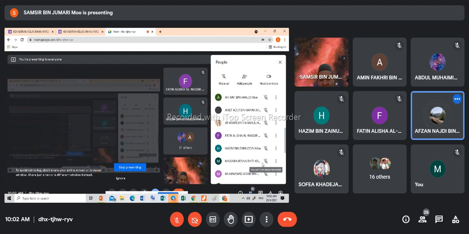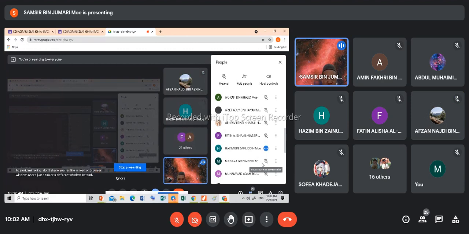Solution. Yes, solution. Okay. Zinc nitrate solution reacts with sodium carbonate solution or potassium carbonate solution. Okay, itu mesti kena ada. So zinc nitrate solution reacts with sodium carbonate solution. Okay.